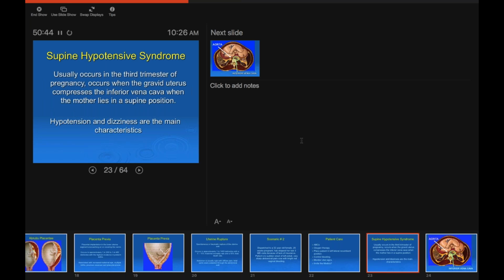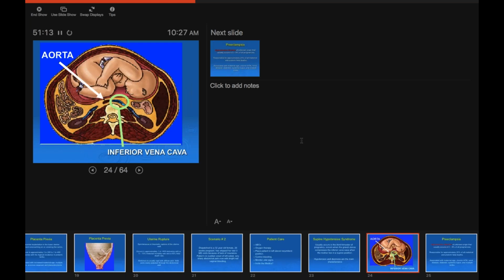Okay, so next one is supine hypotensive syndrome, which usually occurs in the 3rd trimester of pregnancy. And it occurs when the gravid uterus compresses the inferior vena cava when the mother lies in a supine position. Hypotension and dizziness are usually the main characteristics of this. So you've got a patient who's laying down, and they're hypotensive and they're dizzy. We need to start thinking supine hypotensive syndrome. As you can see here, the baby is pressing down on the inferior vena cava, causing decreased blood flow.